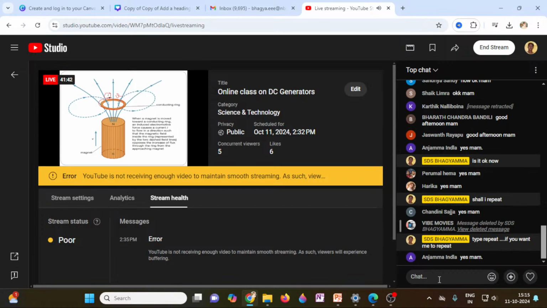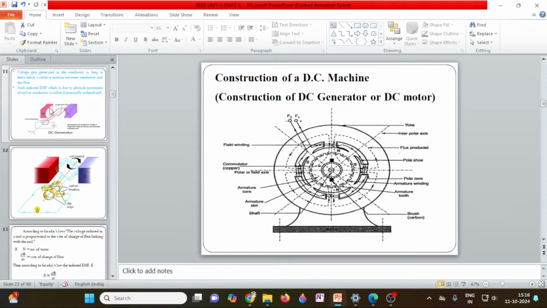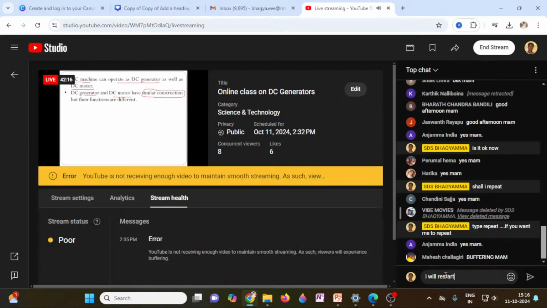How can a DC machine operate? I will repeat. As a DC generator as well as a DC motor. How is it possible? It is possible because both DC generator and DC motor have similar construction. Construction is the same. Since the construction is the same, it can operate as a DC generator as well as a DC motor.